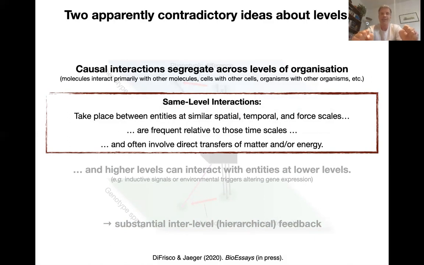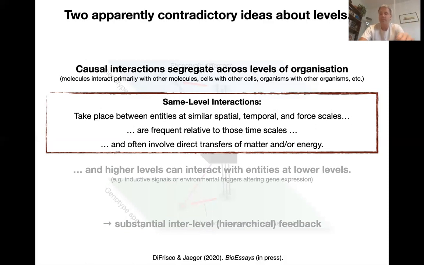And so these events are very frequent, relative to the time scale you're looking at. Imagine, how do you distinguish metabolic events from genetic regulation? It's mainly a time scale difference, right? The metabolic reactions are happening very fast and are supposed to settle into steady state, and the genetic regulation is happening at a longer time scale. And these interactions often involve direct transfers of matter and or energy.